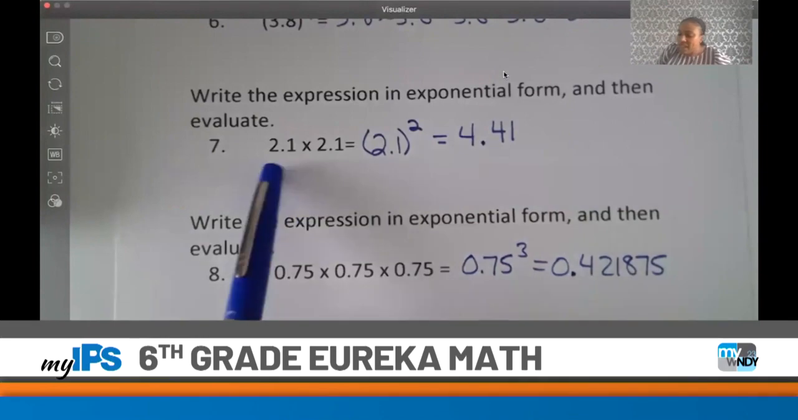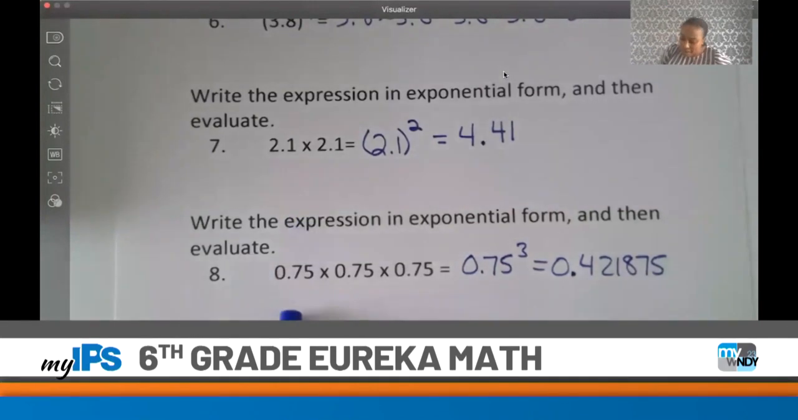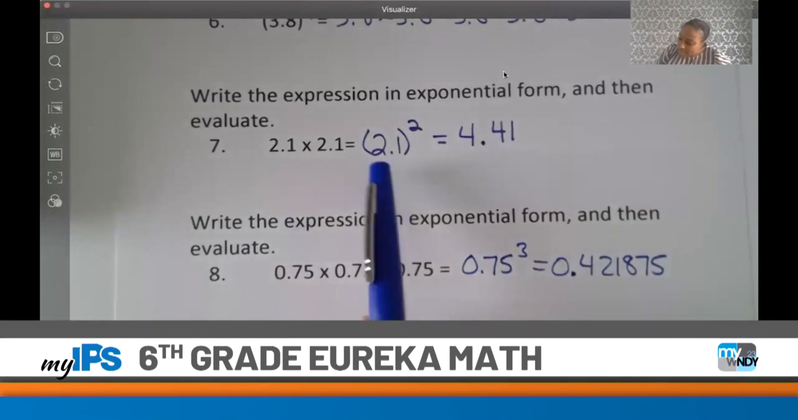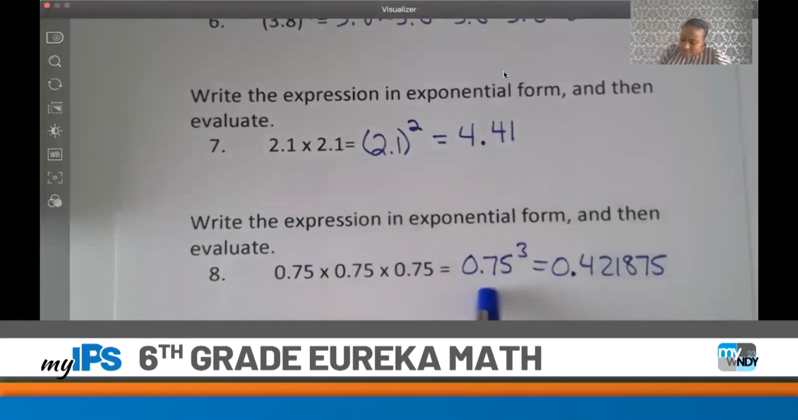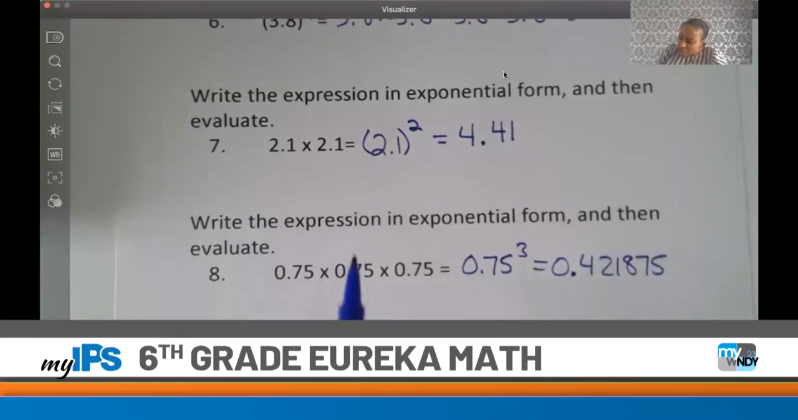Now, taking a look at number 7 and number 8, the base of these two numbers can be written also as a fraction. Let's take a moment to pause the video and convert those decimals to fractions and evaluate. Leave your answer as a fraction and remember how to multiply fractions. Let's review your answers.